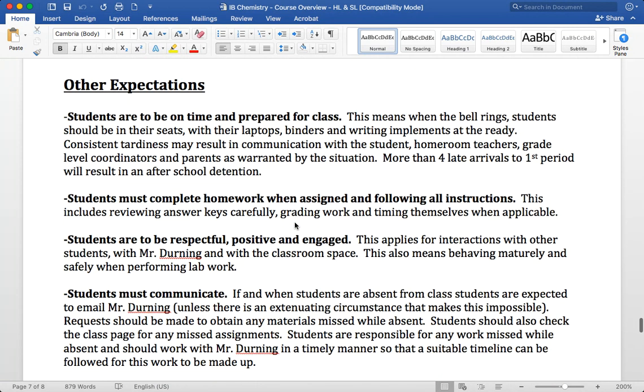Other expectations are pretty straightforward, but just a couple of details. Please make sure you're on time and ready to go when class starts. Time is very precious in the IB, and we're always running out of time to get through this course quickly and with enough time for really appropriate revision. And so that means you've got to be there on time. You've got to have everything out ready to go when the bell rings.